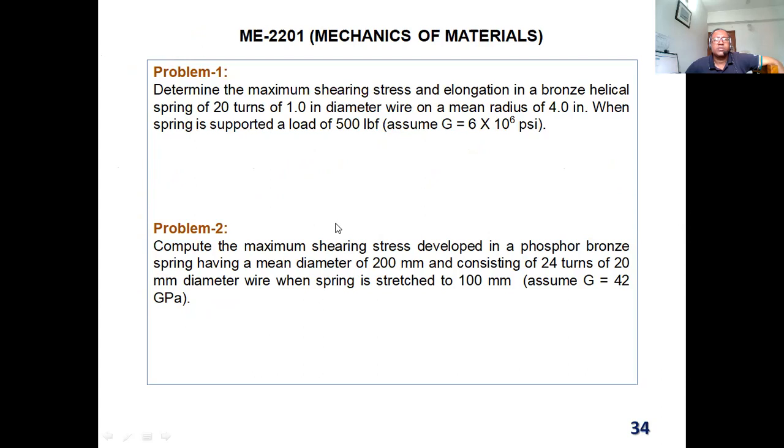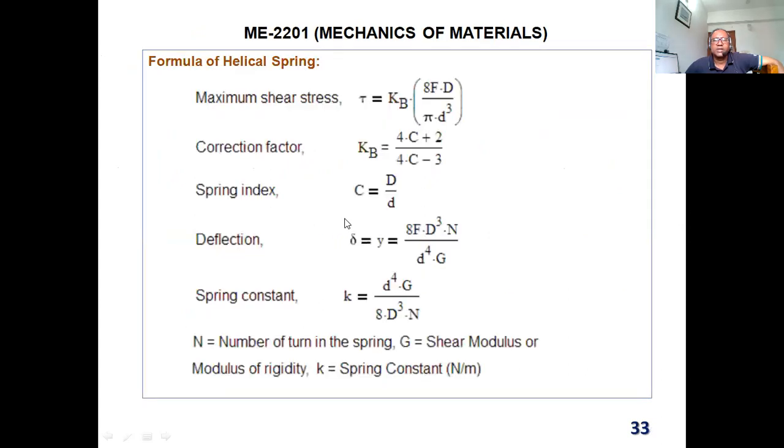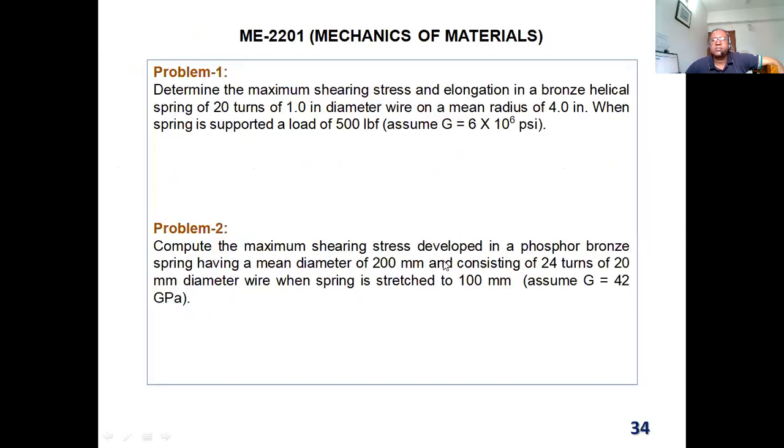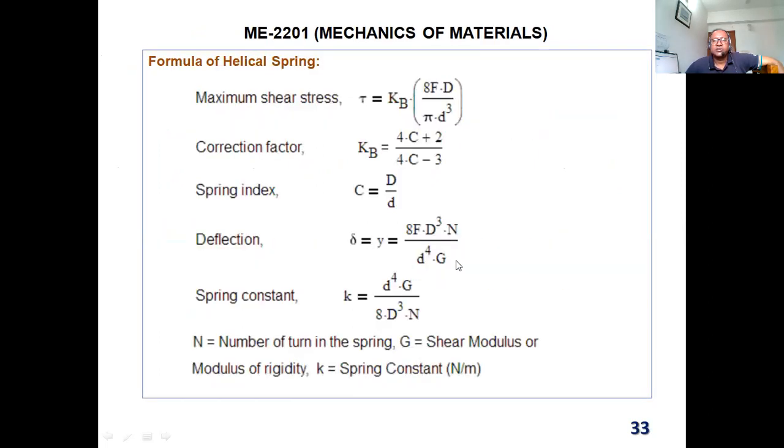If you look at the formula, this is the value of Y. 8F, F is given, 500 pounds. Mean diameter of the spring is given. The number of turns is given. Diameter of the wire is given. And G, the modulus of rigidity of the material, is also given. So you put all the values right over here, you get the deflection of the spring.